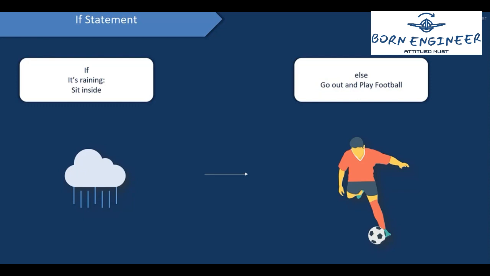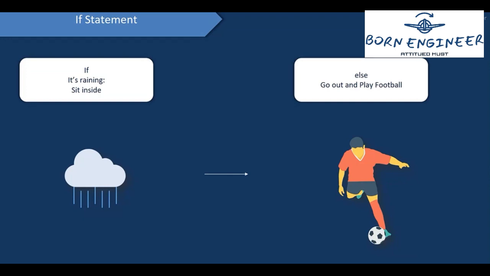So basically you have multiple options, and you have to choose any one of those options. So it's either this or that or something else. So if else. Again, it's the same example over here. If it is raining, then obviously you can't play football. You'd have to sit inside and maybe watch Netflix. But on the other hand, if it is not raining, then you can go and play football. So this is how the if statement works.